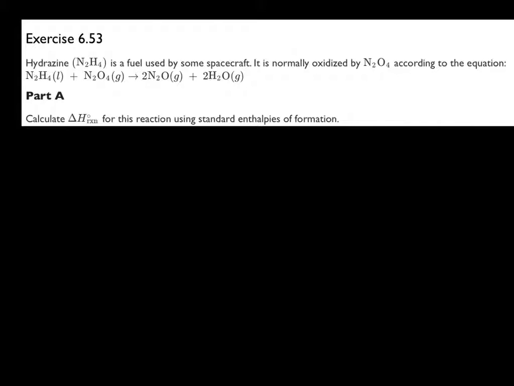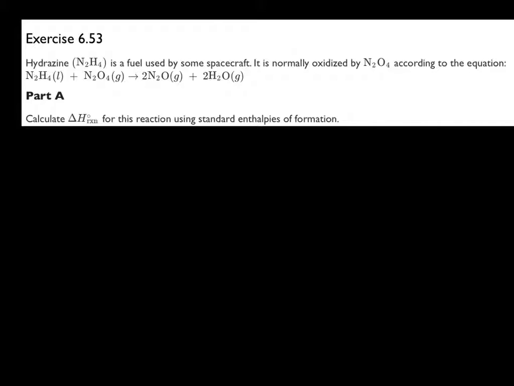Problem exercise 6.53 states, hydrazine, I'm not exactly sure how to pronounce that, is a fuel used by some spacecraft. It is normally oxidized by N2O4 according to the equation: N2H4 liquid plus N2O4 gas equals 2N2O gas plus 2H2O gas.